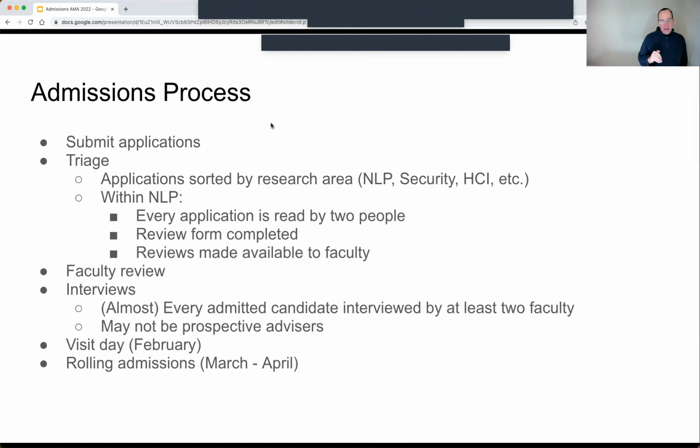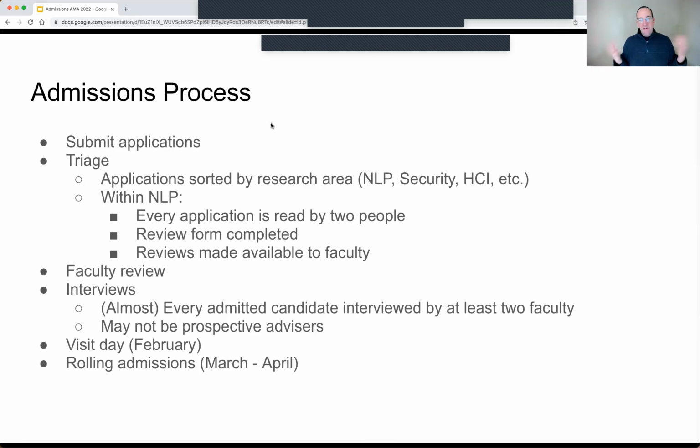Within NLP, every application is read by at least 2 people. They review the application using a review form where we ask specific questions about the applicant. And then those reviews are made available to all of the faculty. So this does vary a little bit by area, but this is the way we do it within NLP. So your application will be read by at least 2 people. And then all the reviews and all the applications will be available to the faculty as a whole.